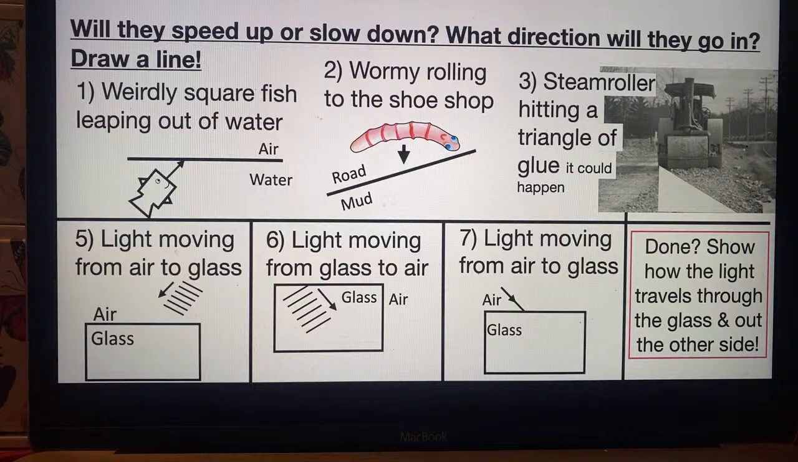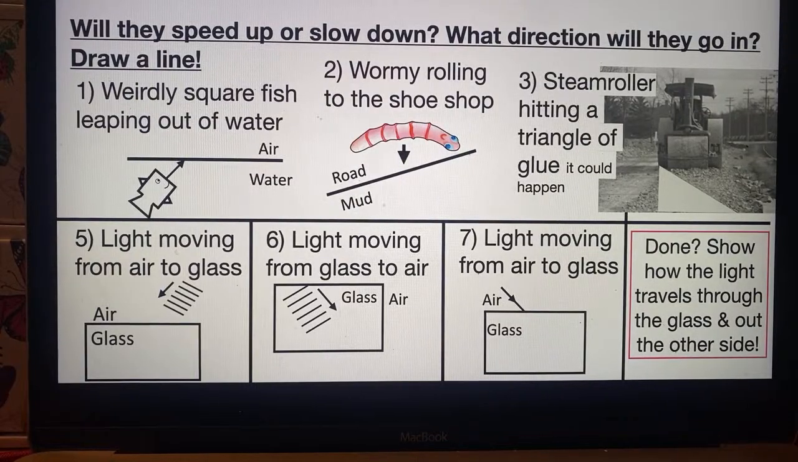Have you had a go? I'll give you a couple more seconds. Okay, let's start going through the answer then.